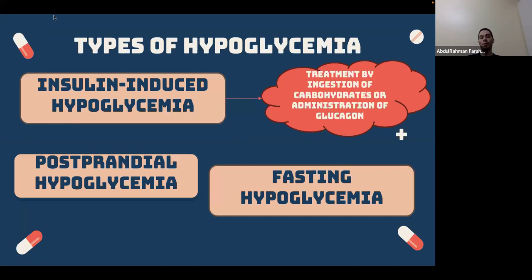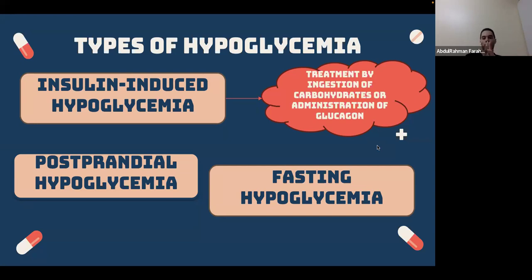Now, finally, we're going to speak about the types of hypoglycemia. We have three main types, and you could guess how they come just by reading their names. One is insulin-induced hypoglycemia. What do you think would happen here? Essentially, in insulin-induced hypoglycemia, there's a patient or a person that took too much insulin or had a higher dose of insulin. And so this insulin would lead to the hypoglycemia. And how would you treat him? You'd give them either carbohydrates or you'd administer glucagon directly.